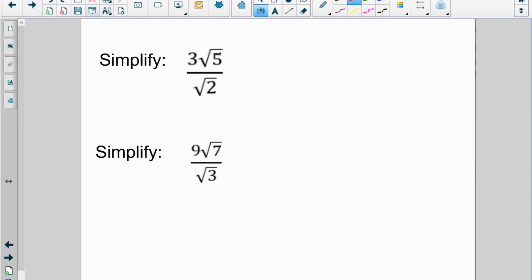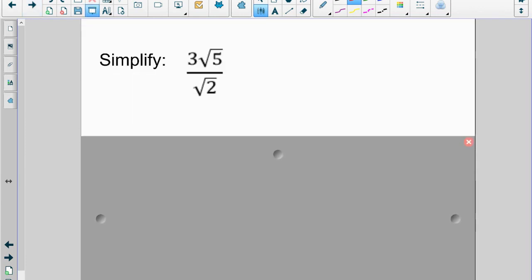All right, here's a few more. Let's just take a look at, we'll start with the one on top. 3 square root of 5 divided by the square root of 2. I would start by just checking my square roots. Can I divide those, like 5 divided by 2? It gives us a decimal, so I don't actually want to do that. Instead, let's rationalize the denominator.